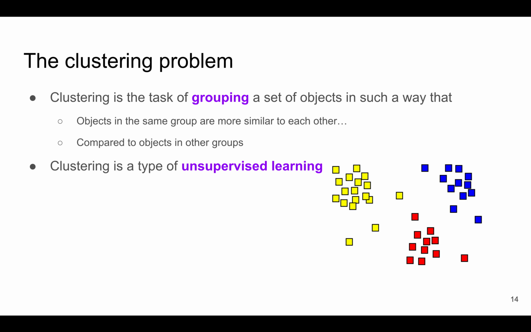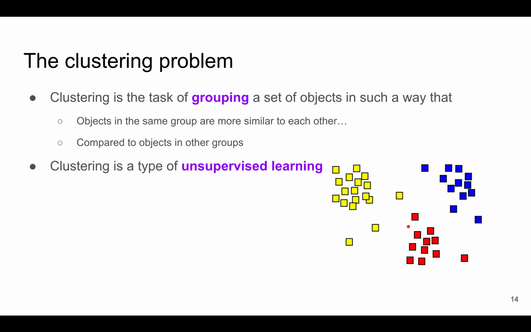Another technique that can be used to predict ratings is something called clustering. Clustering is, using the definition from Wikipedia, the task of grouping a set of objects so that objects in the same group are more similar to each other than objects in other groups. So for example, if you look at the blue points, most of the blue points are closer to other blue points than to yellow or red points.